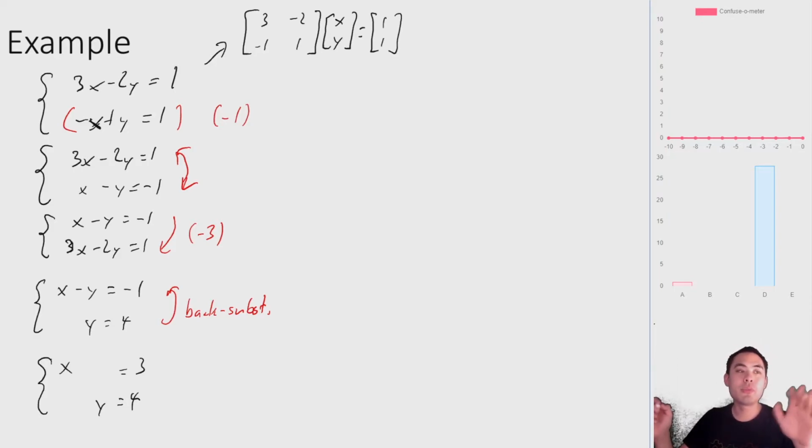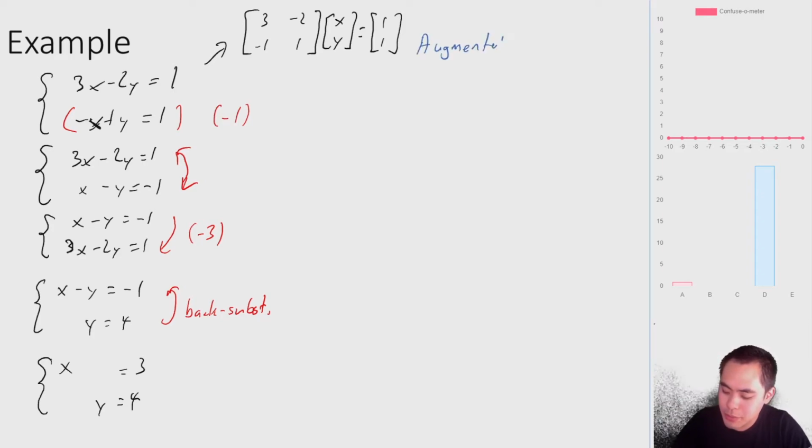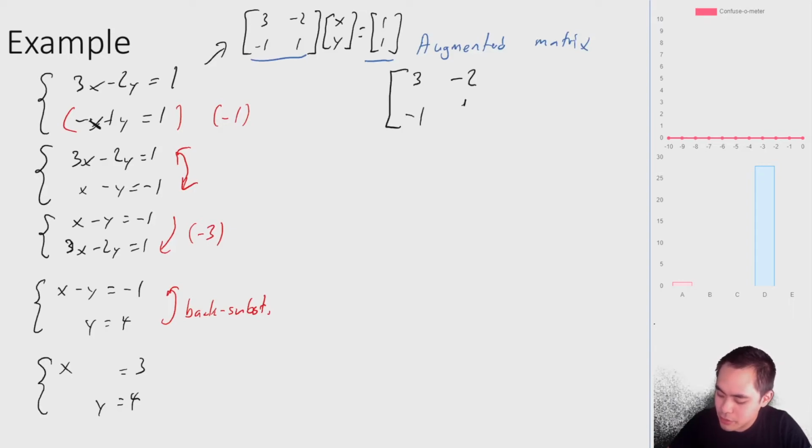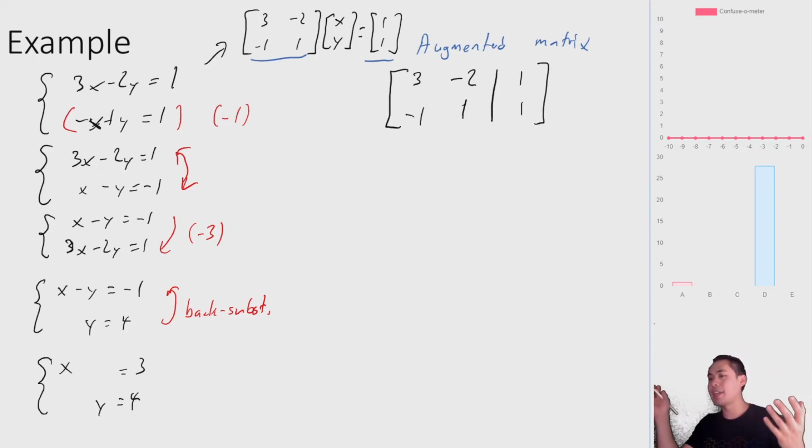Now, for the augmented matrix, we're not going to actually keep track of all of that. We're just going to keep track of two of the pieces. And so the augmented matrix is going to look like 3, minus 2, minus 1, 1, and 1, 1. Because we're keeping track of just all the non-xy variables, since that stays the same.